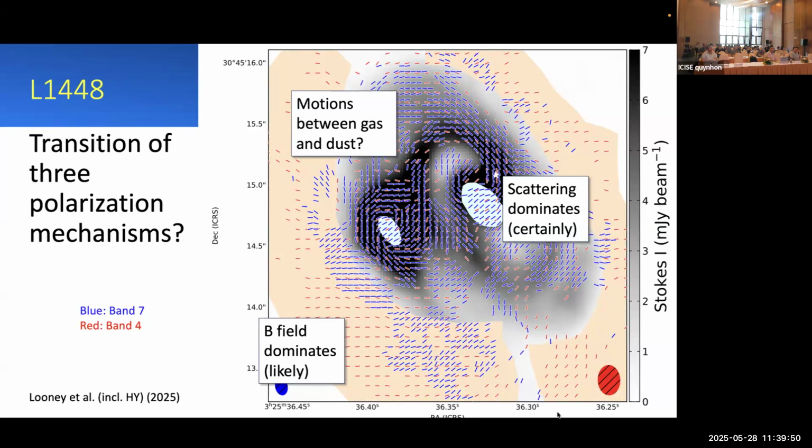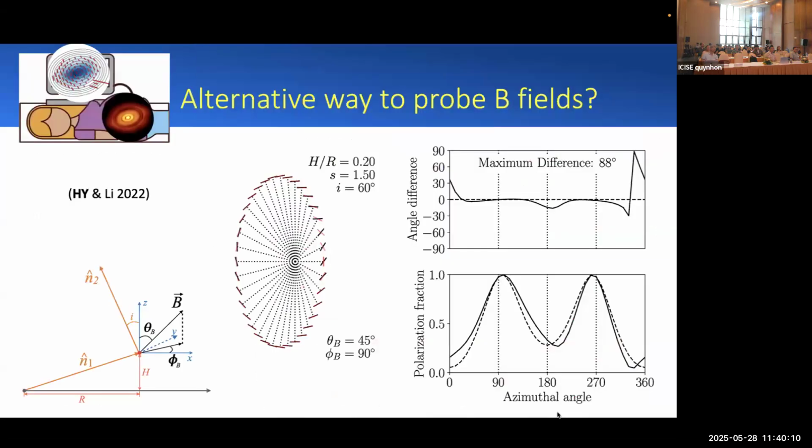But in between, interestingly, we see some sort of polarization patterns along the structures in the dust density. Maybe it's because of motions between gas and dust, or maybe it's because of the magnetic field being perpendicular to these kinds of structures. We don't know.